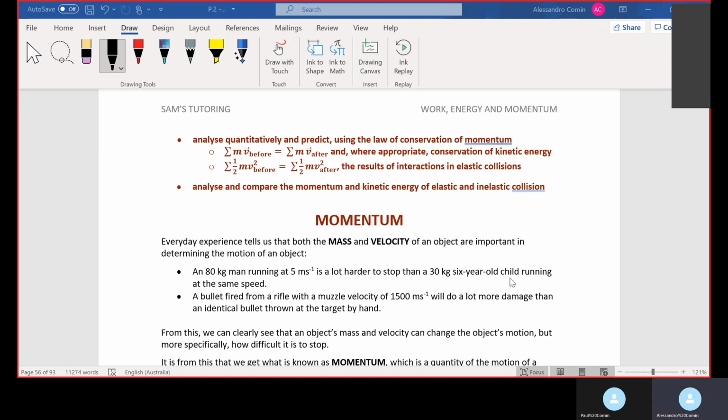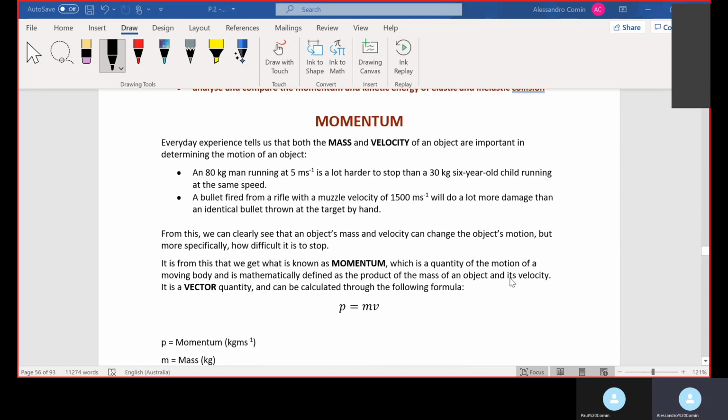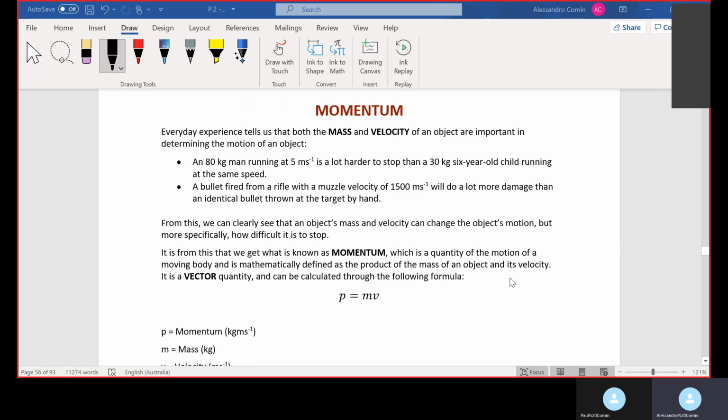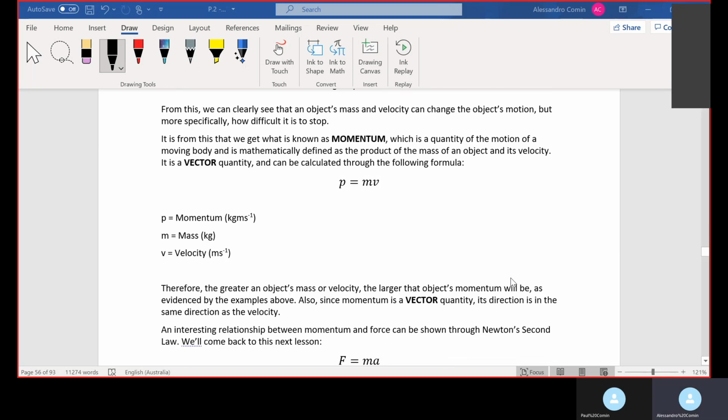Also, a bullet fired from a rifle with a velocity of 1500 meters per second will do a lot more damage than an identical bullet thrown at the target by hand. So the point that I'm trying to get across is that an object's mass and velocity can really affect how difficult it is to stop. And the measure of this is the momentum. Momentum is mathematically defined as mass times velocity. And as such, the units for momentum are kilogram meters per second.